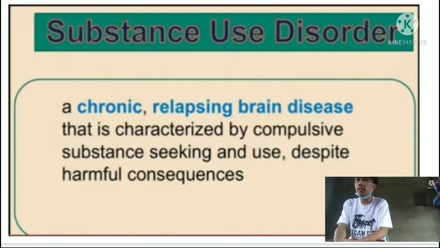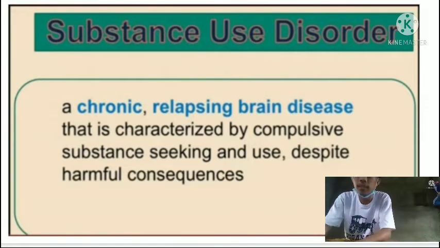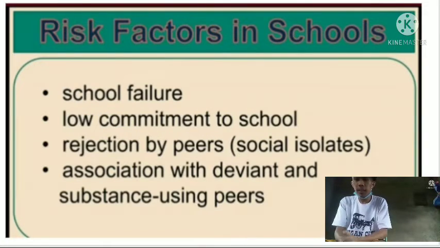Here is the substance use disorder, a chronic relapsing brain disease that is characterized by compulsive substance seeking and use despite harmful consequences. Earlier, I said in general, that is the risk factors. But if we're going to look at the risk factors in school setting, risk factors in schools: school failure, low commitment to school, rejection by peers or social isolates, association with deviant and substance using peers.